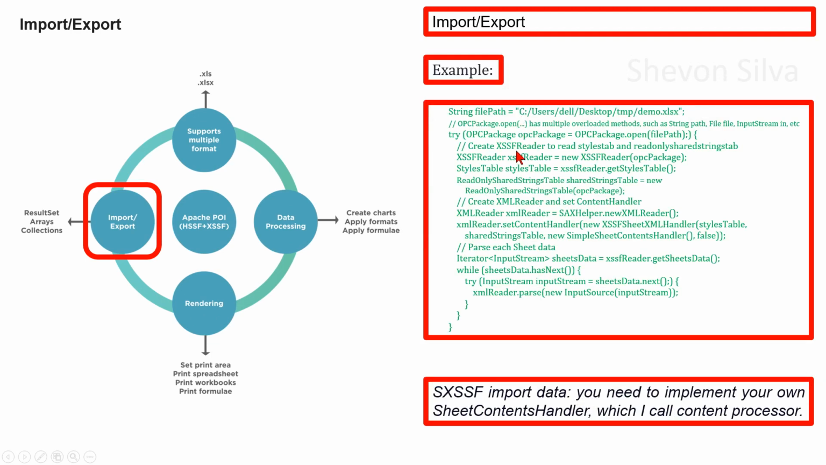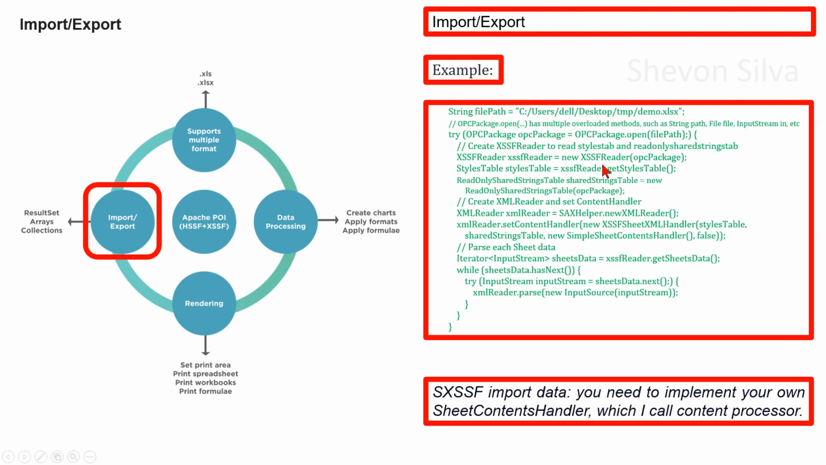As an example, we can consider this code segment, and this is about SXSSF import data. You need to implement your own sheet content handler, which I called content processor. In this code, you can see OPCPackage open has multiple overloaded methods such as string path, file input stream in, etc.